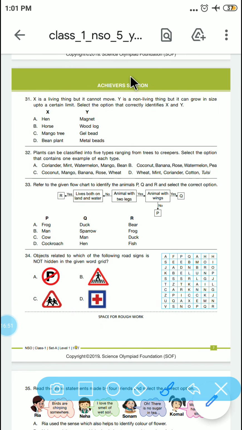Now here comes the most innovative section, the achievers section. Now see the 31st question. X is the living thing but it cannot move. Y is the non-living thing but it can move. It can grow in size up to a certain limit. Select the correct option and identify. So if a living thing doesn't move, then it must be a tree.